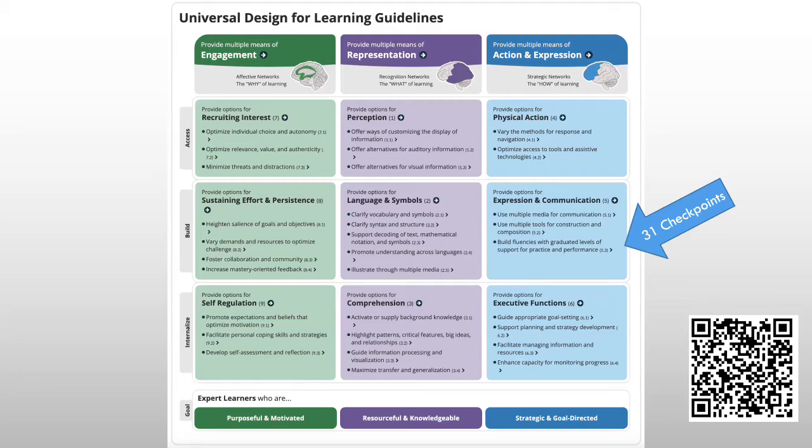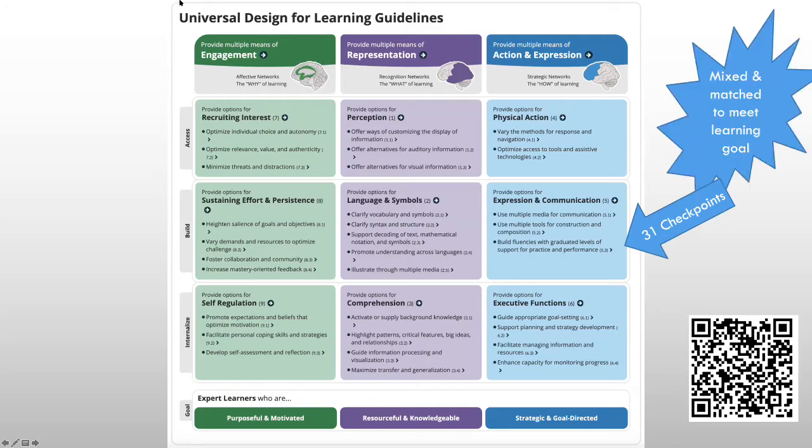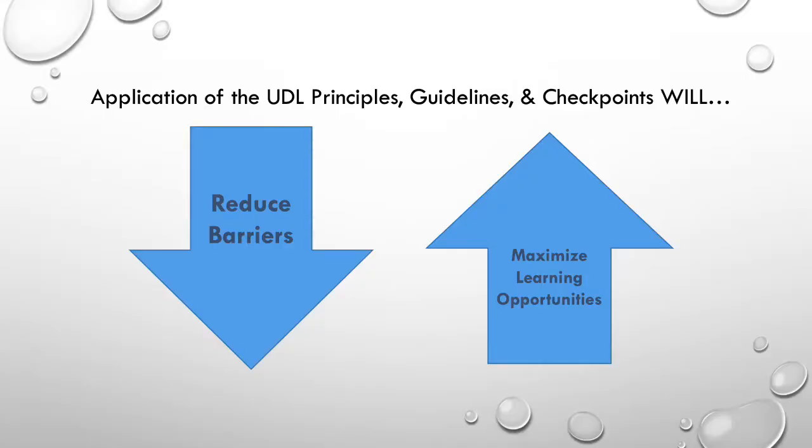Each of those guidelines that I just discussed have subpoints below them. These are called checkpoints, and there are 31 checkpoints to consider when you are designing your lessons. That's not to say that you have to include all of these guidelines within your lesson, but you should mix and match them to meet the learning goal. I've included a QR code on the screen to help you access this graphic organizer so that you could easily download and print it, or dig further into what each of these checkpoints mean. By applying the principles of universal design for learning, the guidelines, and the checkpoints, you will reduce barriers for your students and maximize learning opportunities for your students.